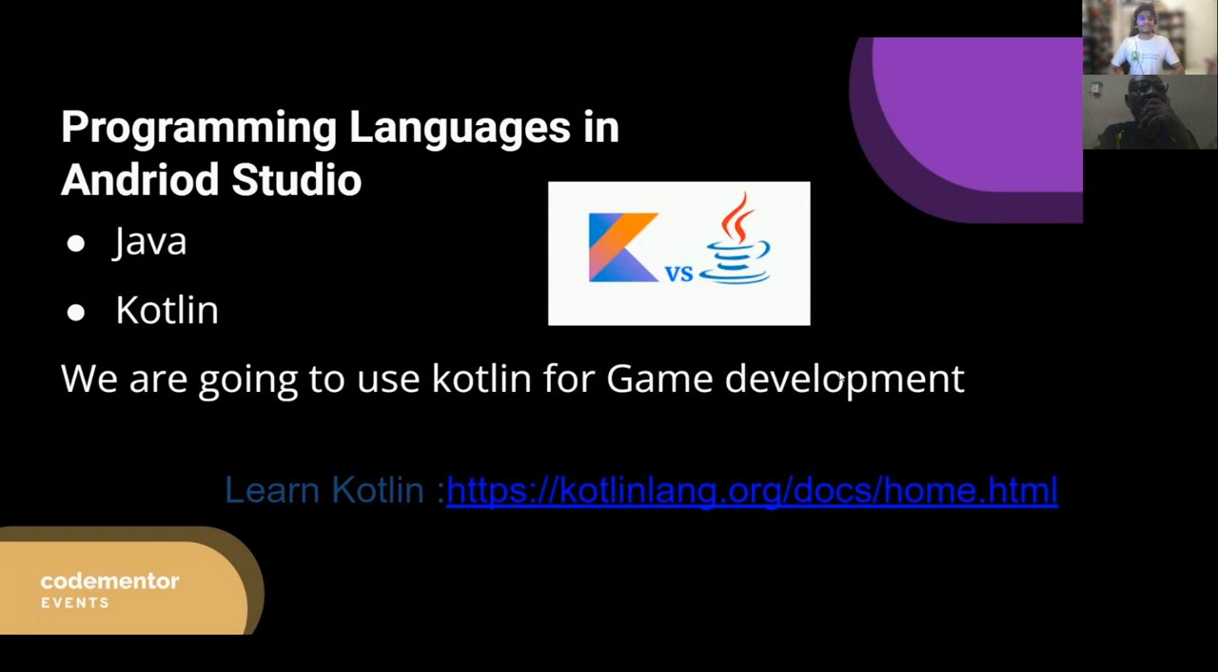So, programming languages in Android Studio. Basically, we use two programming languages in Android Studio for creating apps or games, which are Java and Kotlin. So you must be thinking, which is a better language? Is it Java or Kotlin? Both have different factors, pros and cons.